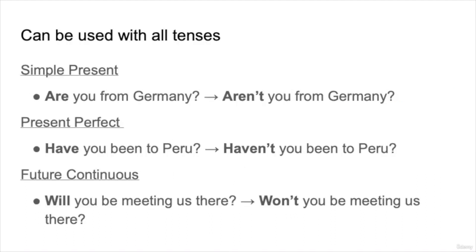The good thing about negative questions is they can be used with almost all tenses. All you have to do is change the positive verb to the negative one. So you can use the simple present, are you from Germany? You're not sure. To aren't you from Germany? You're 95 to 100% sure they are from Germany.